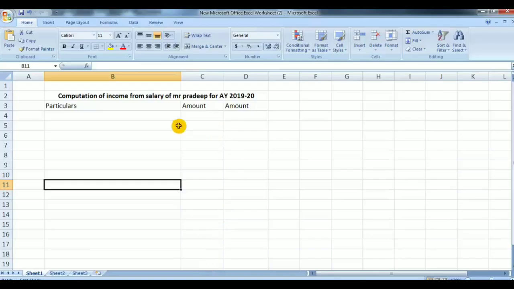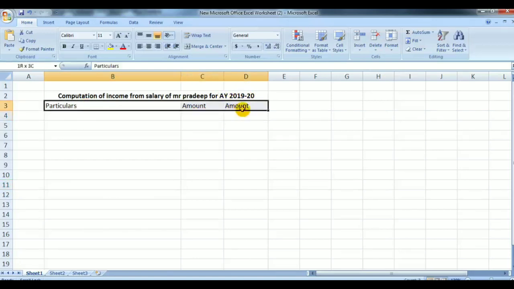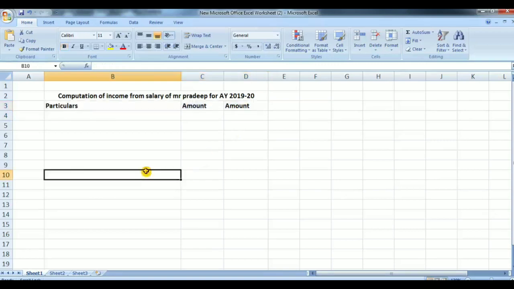We will make a format of computation sheet of income from salary. The heading of that format we will give as follows: computation of income from salary of Mr. Pradeep, and for which assessment year we are solving? For assessment year 2019-20. This shall be the heading of your format. After that, you shall make two columns for two amounts and one particulars column. The format should be as follows. Once you have made this format, we can start solving the sum.